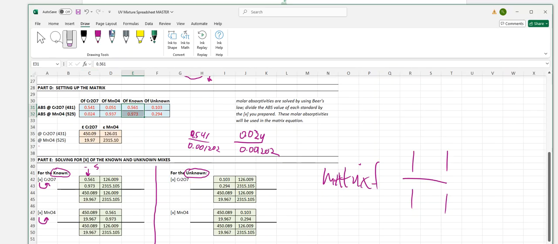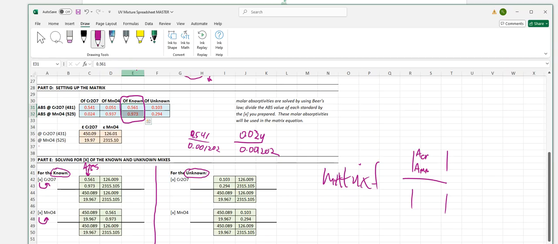All right. So if we take a look at the matrix, the 0.561 and the 0.973, those are the absorbance values of your known, because we're working with the known. And up on top is the absorbance of chrome. And then down below is the absorbance at manganese. So that's the setup there on the left-hand side.